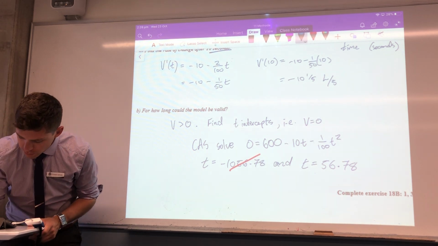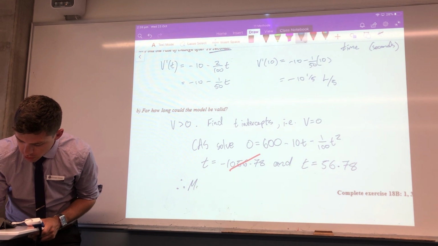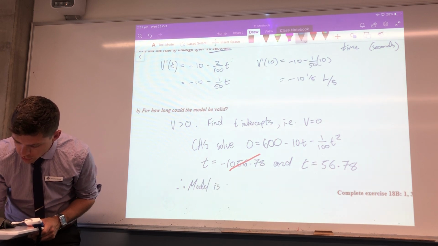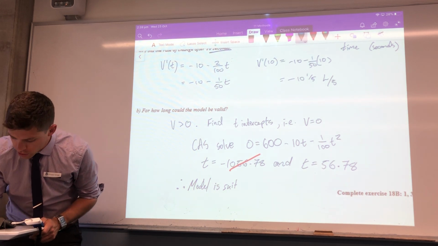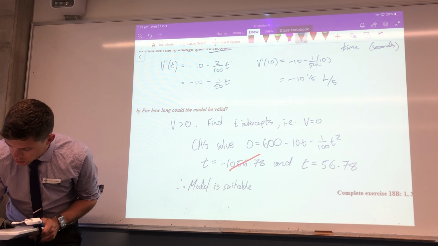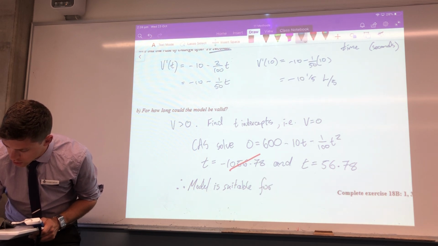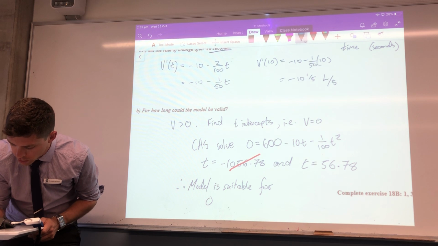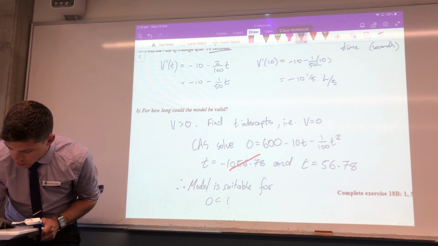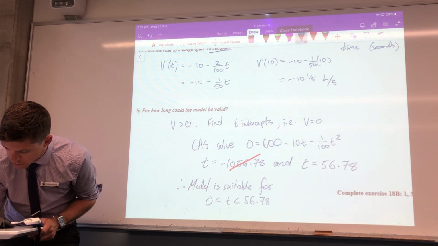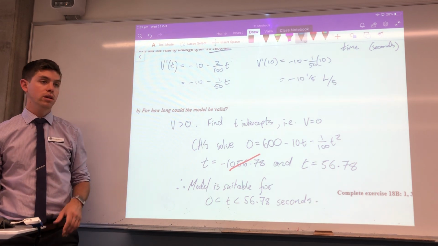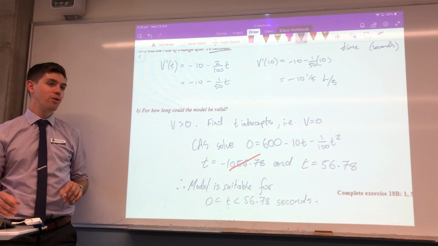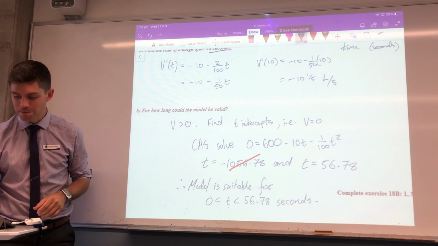So we can say, therefore, the model is suitable. I'm using the same language that they use. They said, when is the model suitable? The model is suitable for time where time is between 0 and 56.78 seconds. What happens at 56.78 seconds? The volume is just above 0. That's right. Okay.